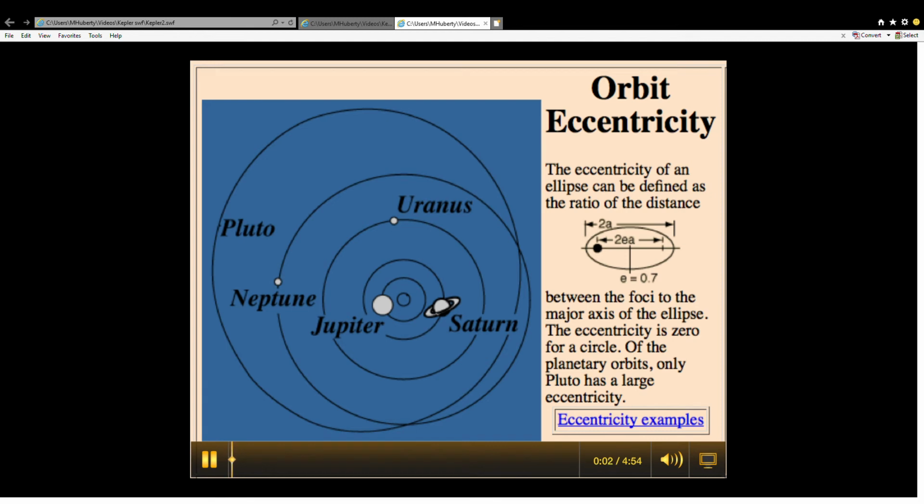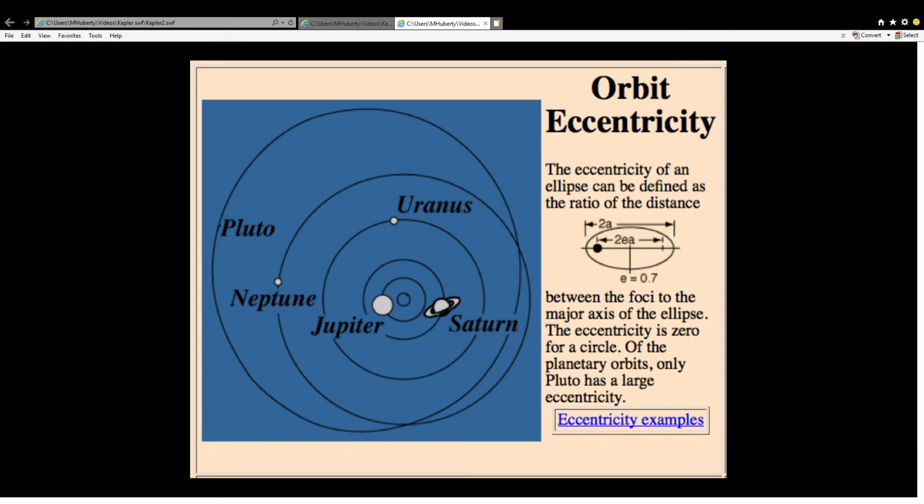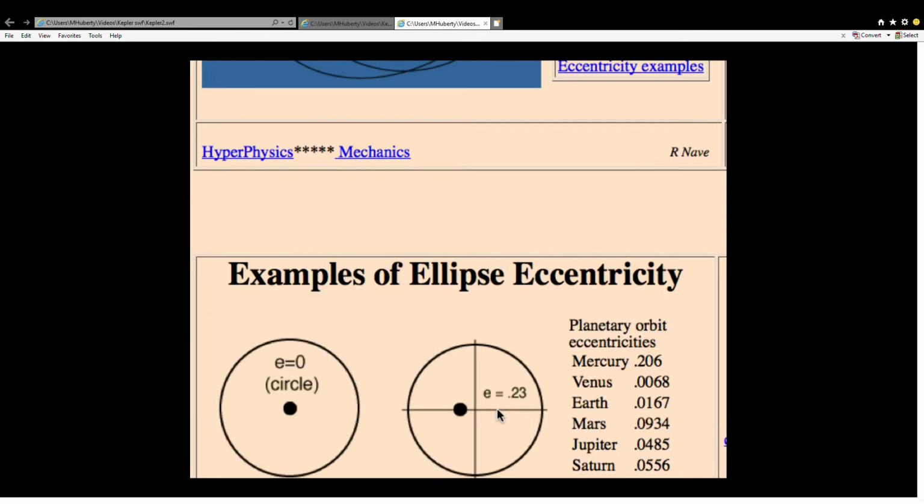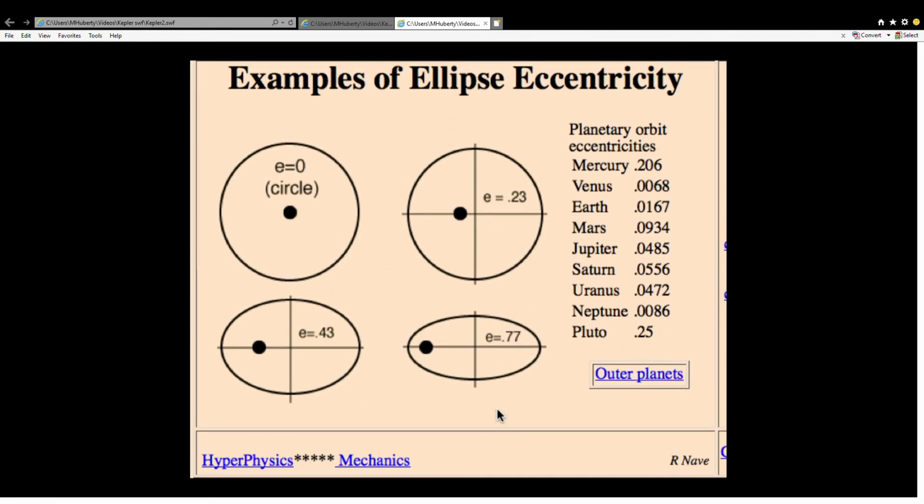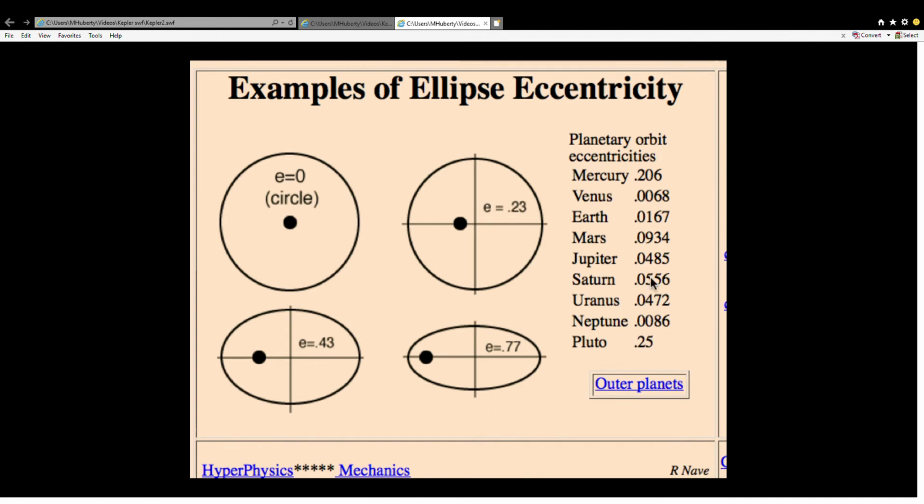Looking at an illustration here, you can see the elliptical nature of the orbits of the planets and their eccentricities. But again, let me point out that for the planets in our solar system, the eccentricities are actually pretty close to zero for the most part. The highest value is 0.25 for Pluto, and Mercury is at 0.206.